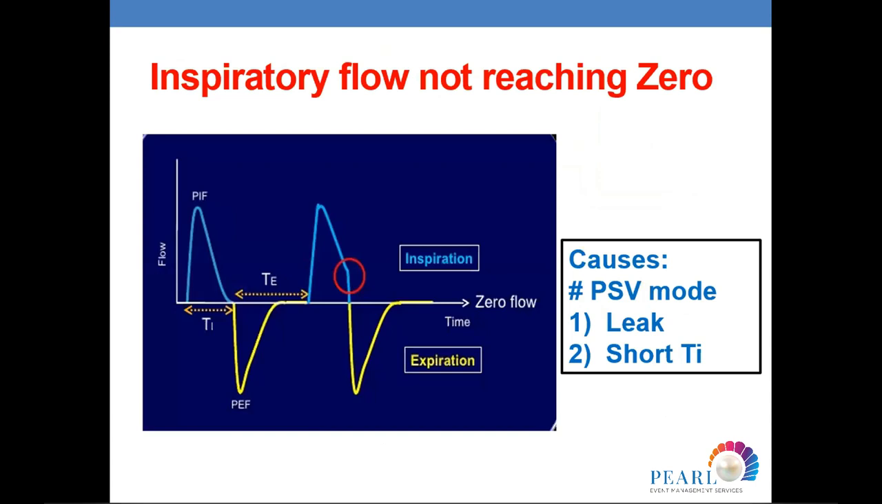If the inspiratory flow is not reaching zero, what are the causes of that? First of all, we said that the flow cycling in PSV should cut before it reaches zero. So you need to make sure from the beginning, are we on PSV mode or not? If you are not in PSV mode, there is a problem here. In the other modes, I have to check what's going on. Why is the inspiratory flow not reaching zero? Is there a leak or is there a short I-time?